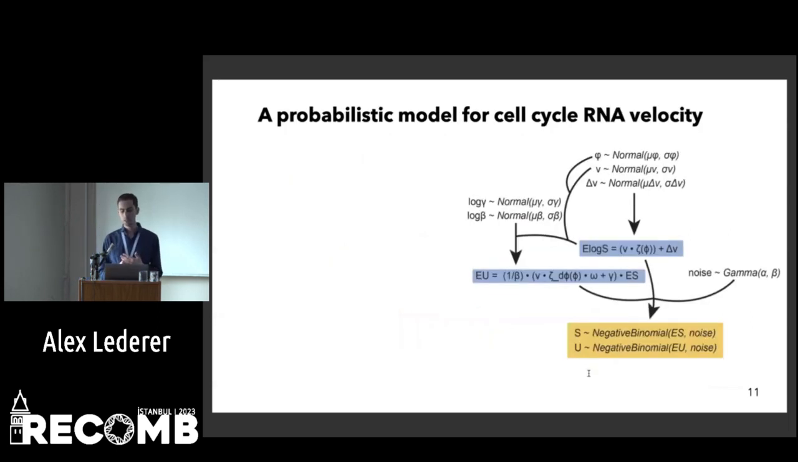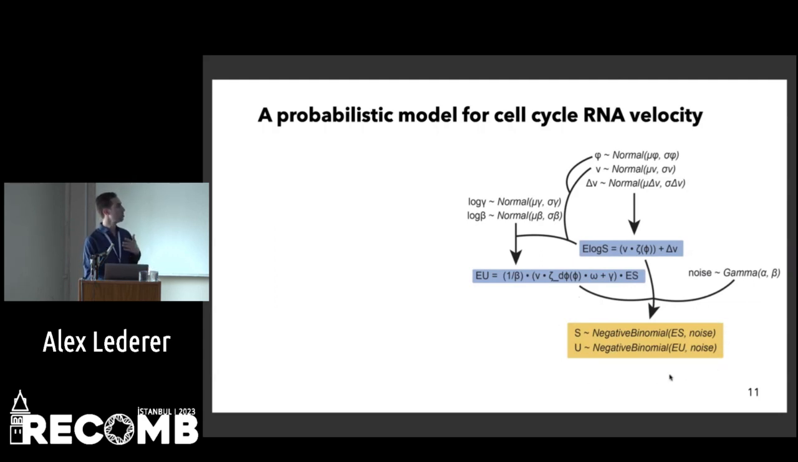We wanted to implement this in a way that would allow estimation of uncertainty so that we can do more statistical comparisons. And for this, we designed a probabilistic model, which I'm showing a simplified version of on the right. Essentially, the way this works is that each variable is drawn from a different distribution. So we expect our data, spliced and unspliced counts, to come from a negative binomial.